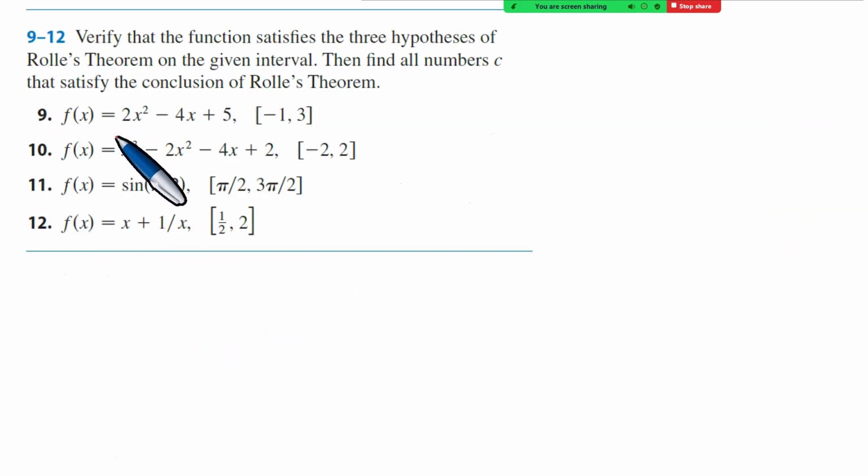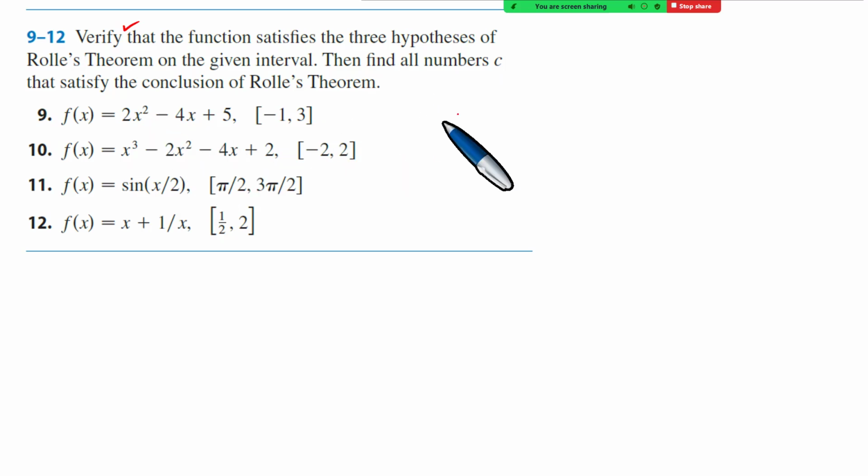Let us just solve a couple of problems here, and then we shall give you some homework to try. Verify that the function satisfies the three hypotheses of Rolle's theorem on the given interval, then find all numbers C that satisfy the conclusion of Rolle's theorem. Okay, let's look at the first one. We need to verify that this function satisfies the three hypotheses of Rolle's theorem.